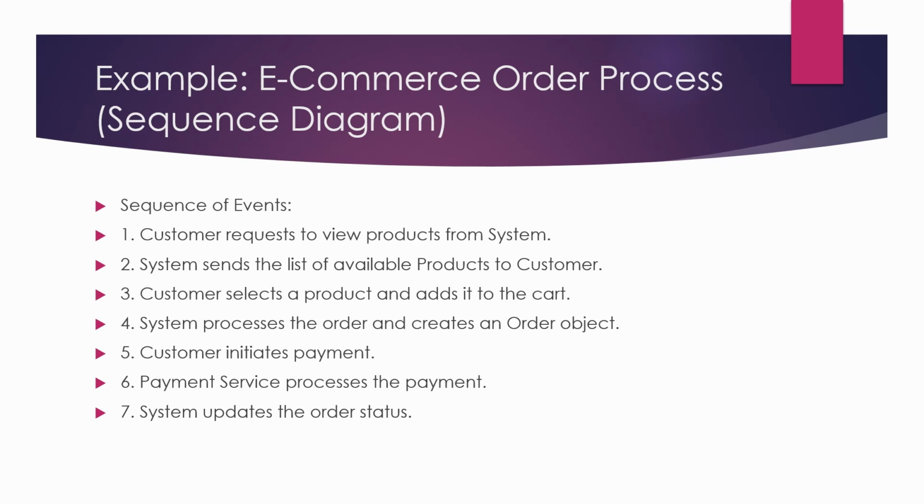Here's an example of a sequence diagram for an e-commerce order process. First, the customer requests to view products. The system responds by sending the available products. Then the customer selects a product and places it in the cart. Afterward, the system processes the order and the customer proceeds to payment. The payment service processes the payment, and finally, the system updates the order status. This diagram shows the flow of messages between the entities involved.